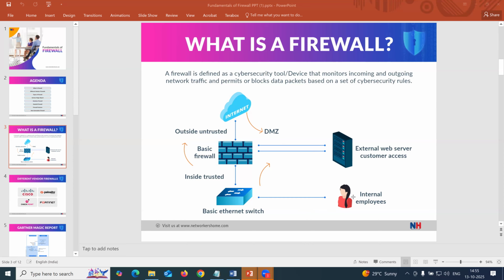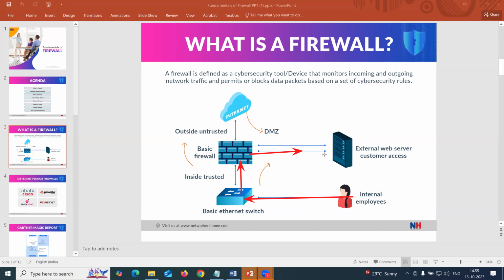If any employee also wants to get access to a server, they have to send traffic from LAN to DMZ. Traffic will pass through the firewall from one interface to the other interface. I can take control of that as well. So this is the benefit of having different zones.